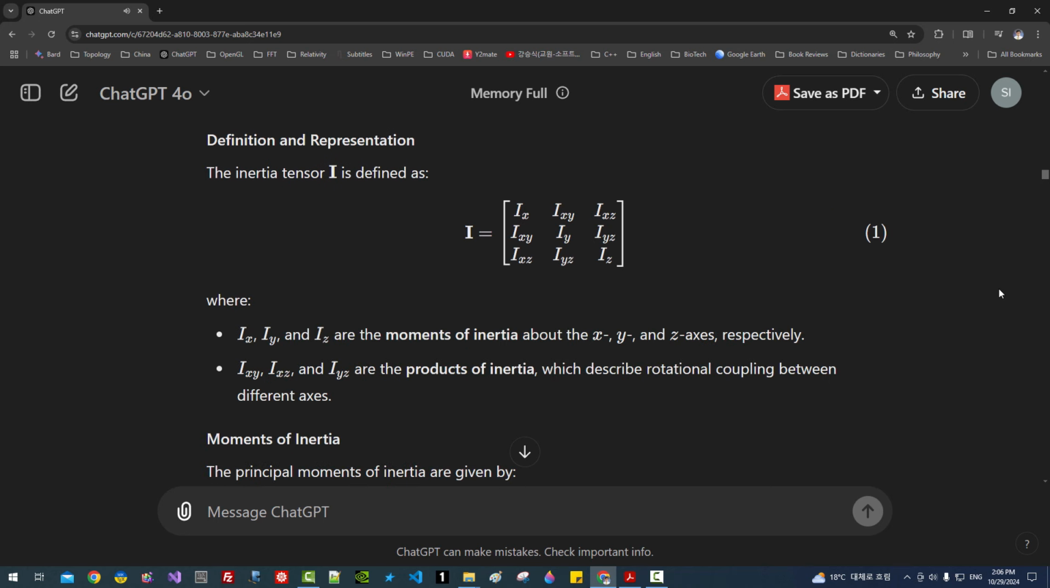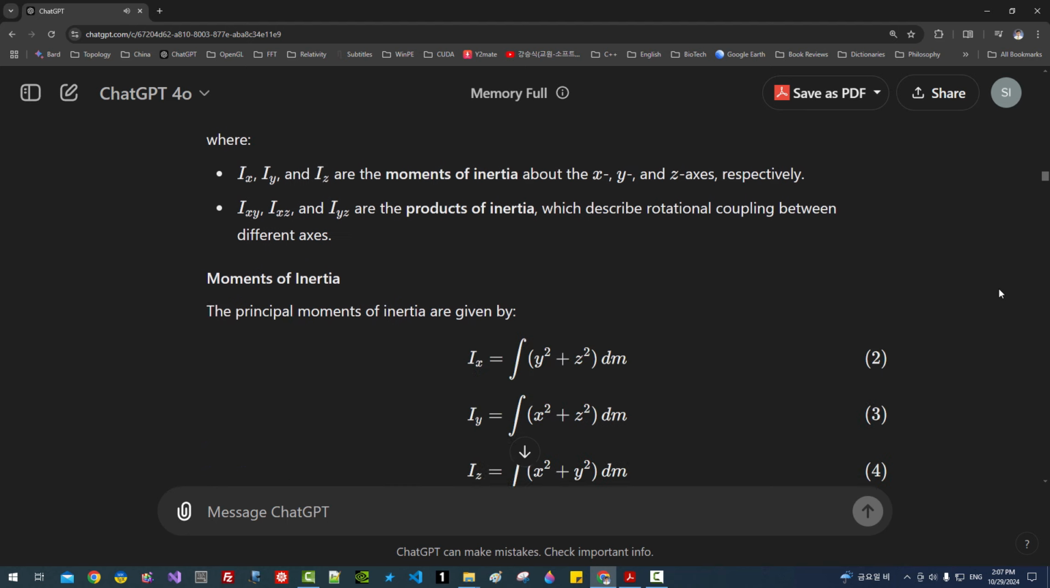Definition and representation. The inertia tensor I is defined as the matrix with rows: Ix, Ixy, Ixz; Ixy, Iy, Iyz; Ixz, Iyz, Iz, where Ix, Iy, and Iz are the moments of inertia about the x, y, and z axes, respectively. Ixy, Ixz, and Iyz are the products of inertia which describe rotational coupling between different axes.